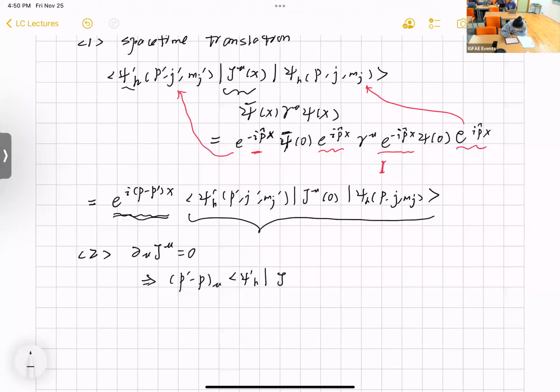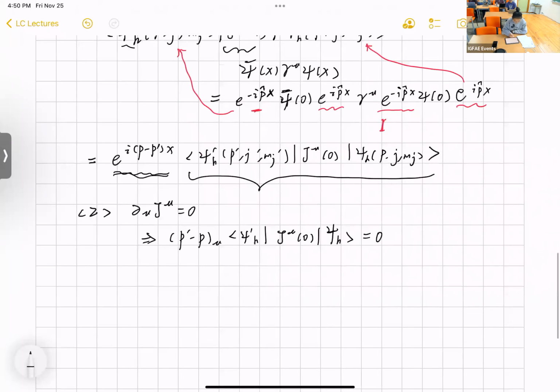Okay. So I'm not writing out all the momentum, but it should be there implicitly. So this gives us a constraint on the hadron matrix element, and I will refer to this as the current conservation condition.